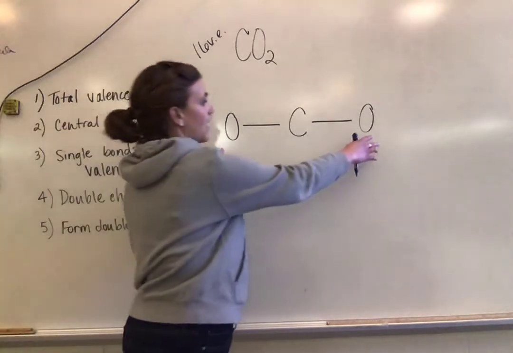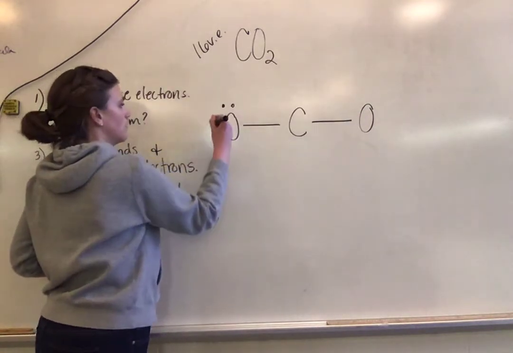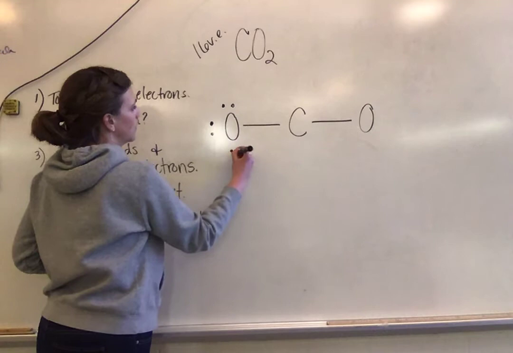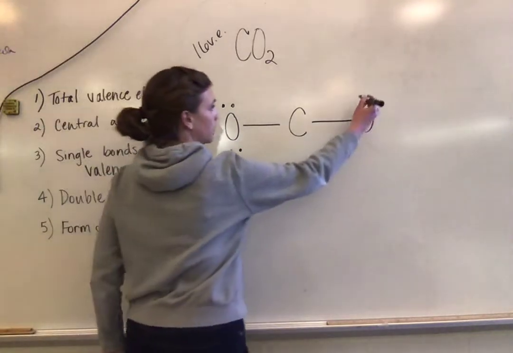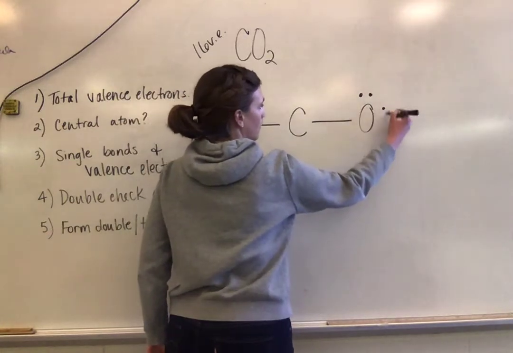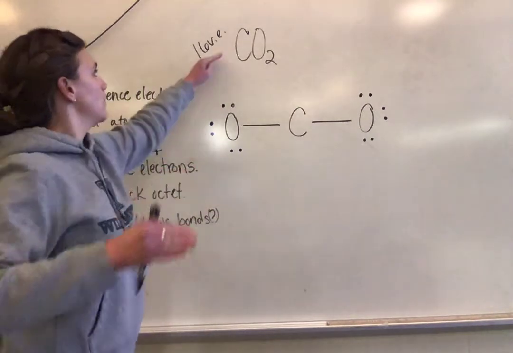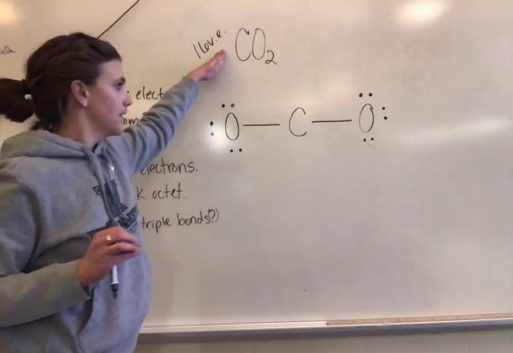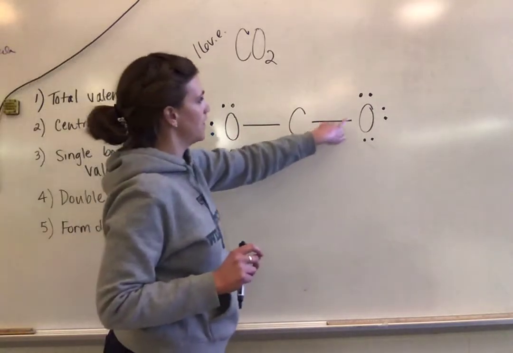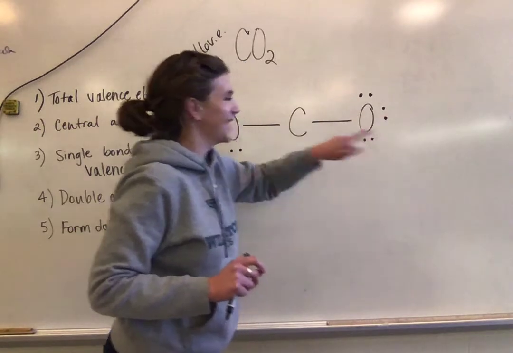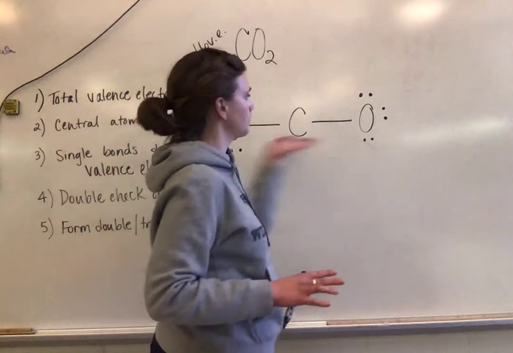We're going to start with our oxygens, start with the outer elements first. So I'm going to put 2, 4, 6. Okay. Now I'm going to go to the other oxygen, and I'm going to put 2, 4, and 6. So just double check. Did we actually account for all 16 valence electrons? We've got 2, 4, 6, 8, 10, 12, 14, 16. All of our valence electrons are accounted for in our molecule so far.